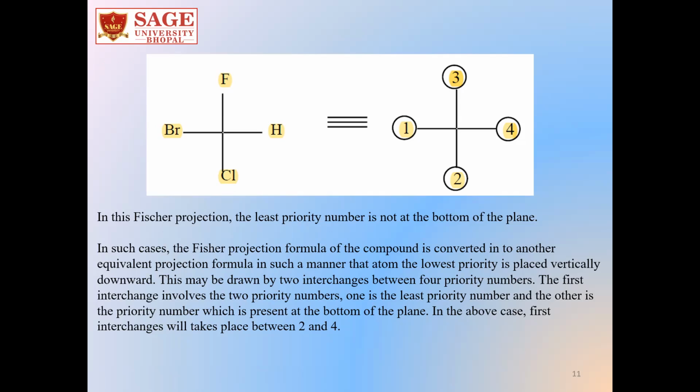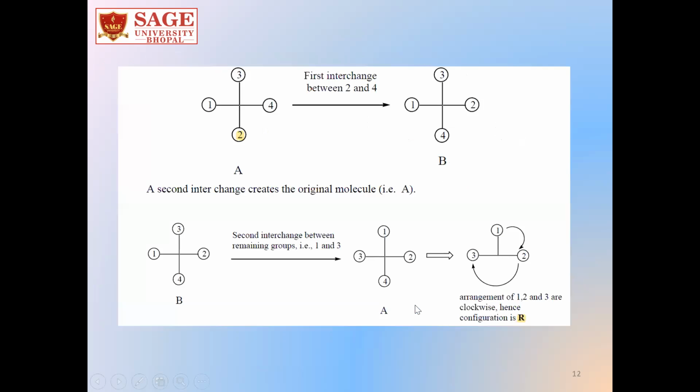These may be drawn by two interchanges between four priority numbers. The first interchange involves the two priority numbers. One is the least priority number and the other is the priority number which is present at the bottom of the plane. So here we can see the least priority number is 4. So we have to interchange the 4 with whom? With the group which is at the bottom of the vertical line, because we have to place this lowest priority group at the bottom of the vertical line. So 2 and 4 will be interchanged first in this case.